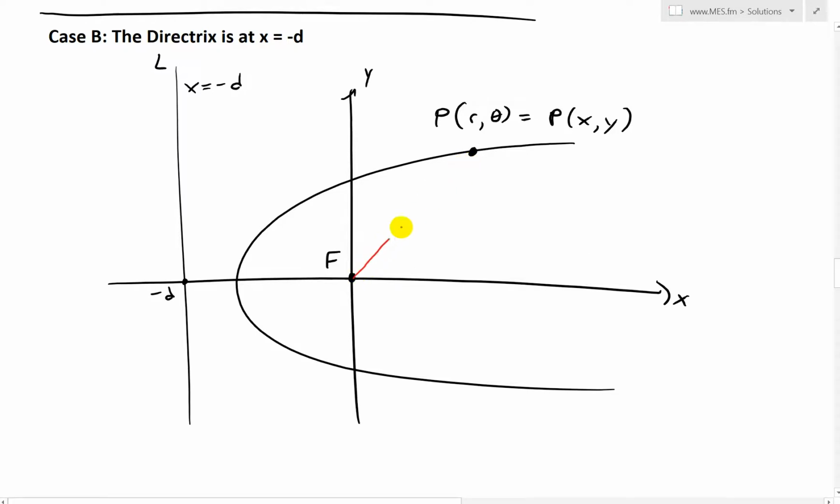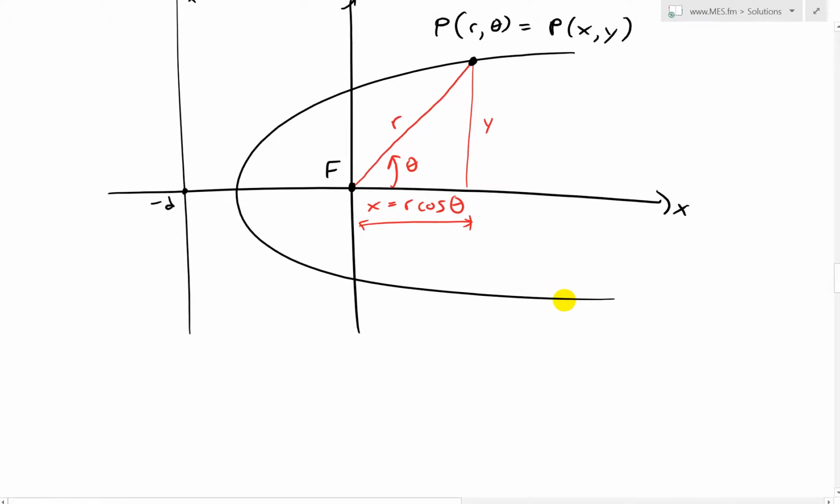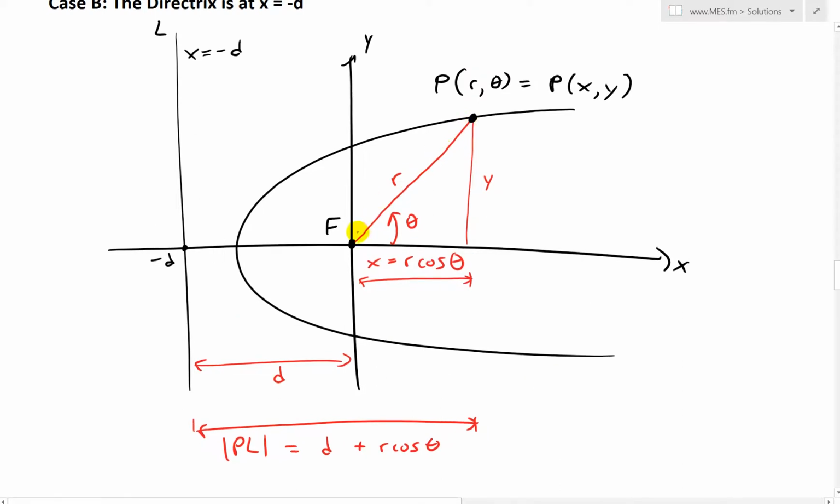So now the ray is going to be like this. That's our R. This angle is our theta. And then again, this top part is our Y. This part here is our X. The X is the distance from here to here. This is R cosine theta using trigonometry. So X equals R cosine theta. This distance across here to here is just D, the absolute value of the distance. And then we have all the way to this point. This is our PL, because this is the line L across here, and this equals D plus R cosine theta, or equals X plus D. And then this distance, PF, the distance from P to F, is just equal to R.